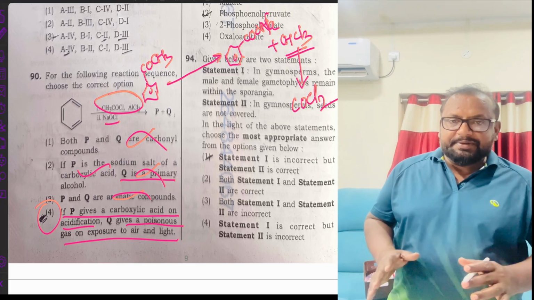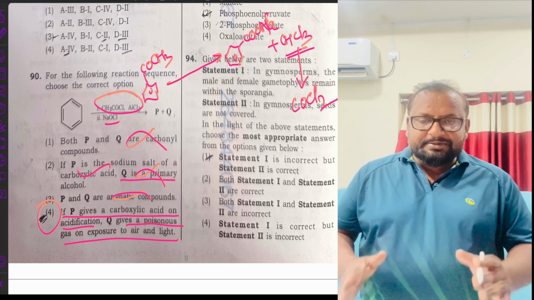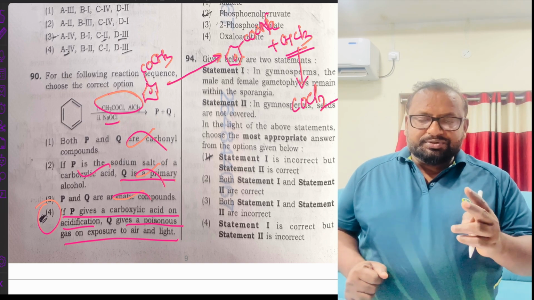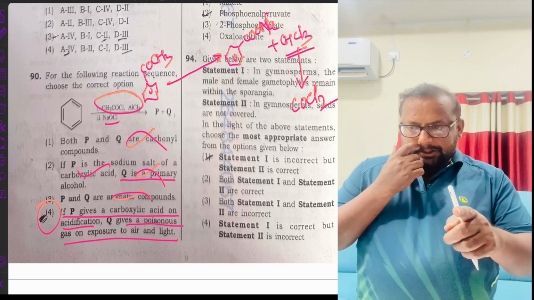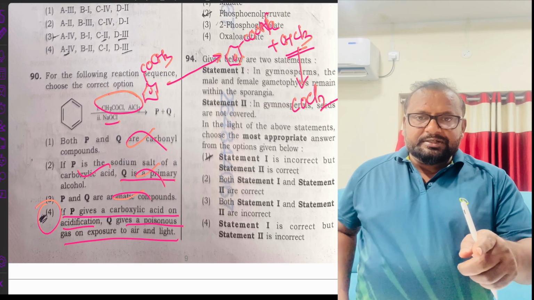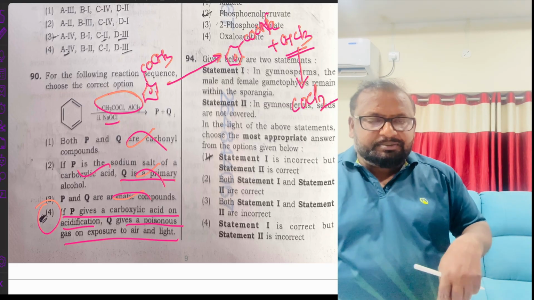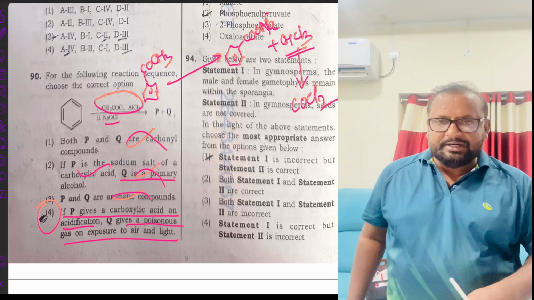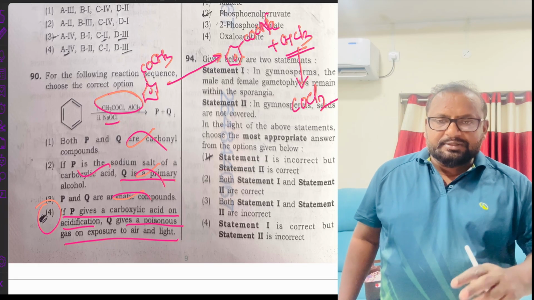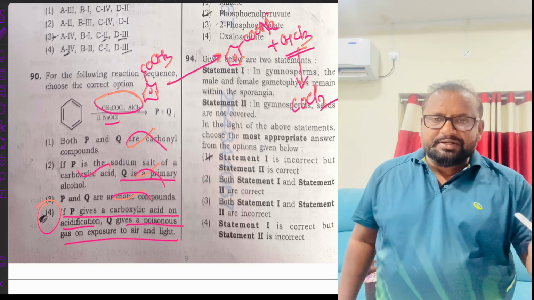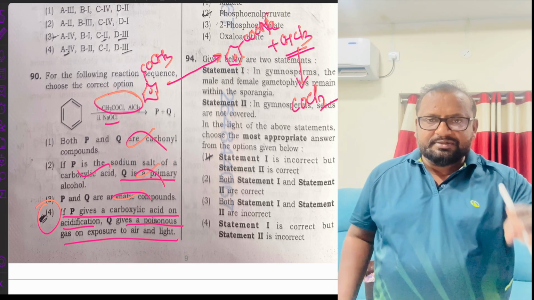Yeah, this paper is a pretty balanced paper. Two questions are there from the Nernst equation, and the other one is the Debye-Huckel-Onsager equation graph question. These two are a bit tough questions, but the remaining are pretty easy questions. Thank you.